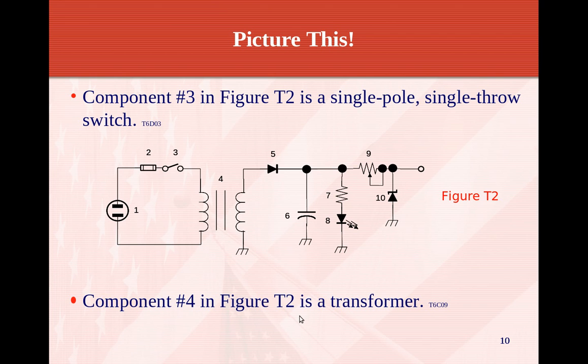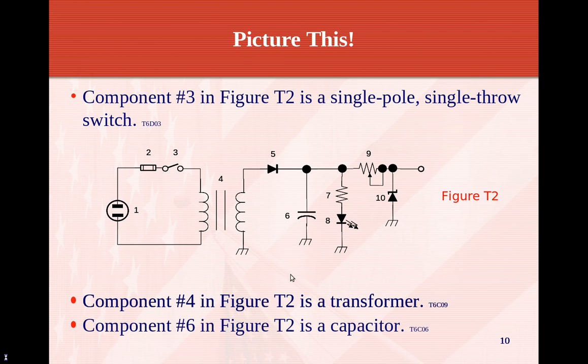Component 4 in figure T2 is a transformer. So it's an iron core transformer. And again, the grounds, they're all connected together. Component 6 in T2 is a capacitor. And it's an electrolytic capacitor because it has the flat line and the curved line under it. Positives on the top, negatives on the bottom.